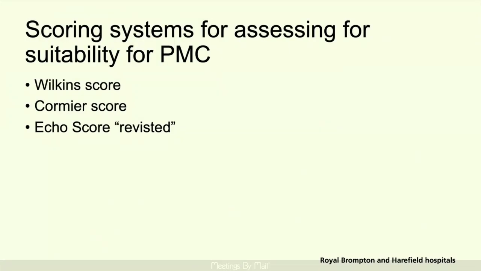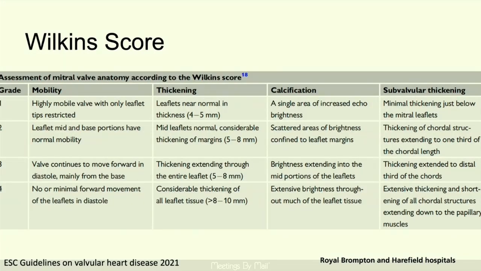The recommendations from guidelines are that we should be using a scoring system to try and understand whether the patient is going to have a good response to this technique or not. And you may already be familiar with the Wilkins score, but other scoring systems include the Cormier score and the ECHO score revisited. And these are recommended to be used in some format. So the Wilkins score is something that we tend to use more regularly in our institution.